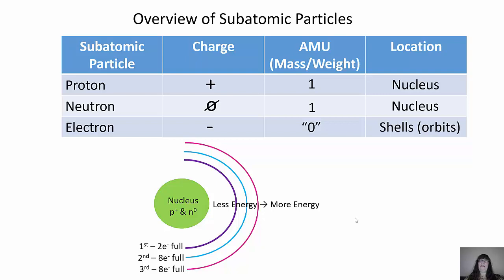Now, the first shell has less energy than the outermost shells. It basically takes more energy to keep electrons further away from the nucleus because they're trying to get towards that positive charge in the nucleus, because opposites attract. So positive and negative attract. So it takes more energy to keep those electrons in their outermost shells. That's why the outermost shells have more energy than the inner shell. And then again, that first shell is full with 2 electrons. The rest are full with 8 electrons.